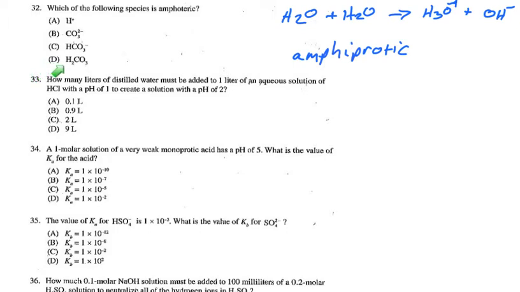So D, the reason it can't be, it can behave as an acid, of course. It could lose an H, but it can't gain an H because there's no such thing as H3CO3. So definitely the answer is going to be C.